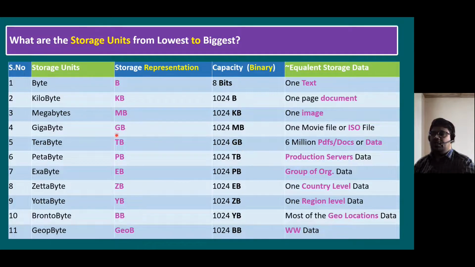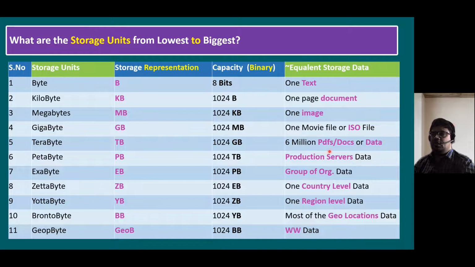So after the GB, the biggest unit is the terabyte. If you have millions of PDFs in your office environment, all your office work related standard operating procedure (SOP) documents and project related data, usually this data is considered equivalent to terabytes. And petabyte means 1 petabyte equals 1024 terabytes.